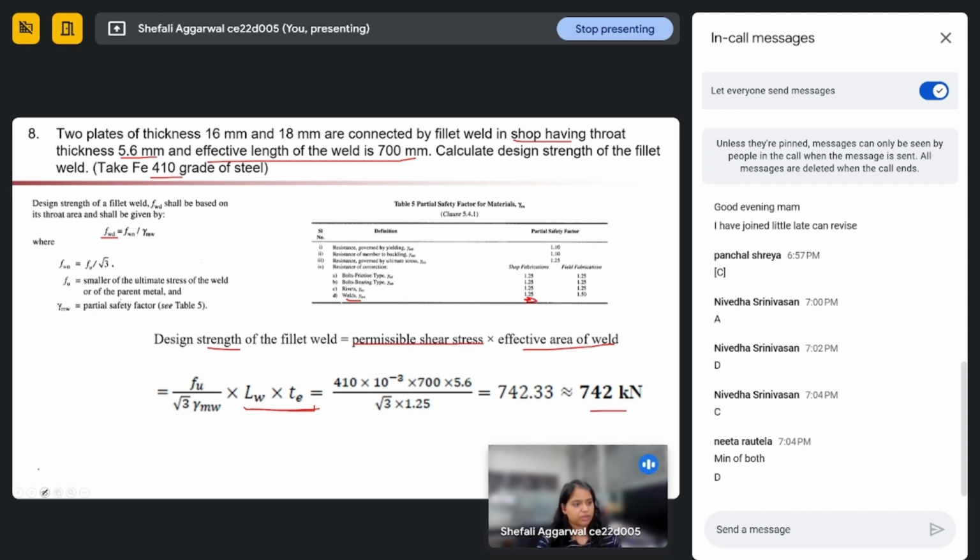Does anybody have any doubt in this question? If there is no doubt, then we will go to the next question.